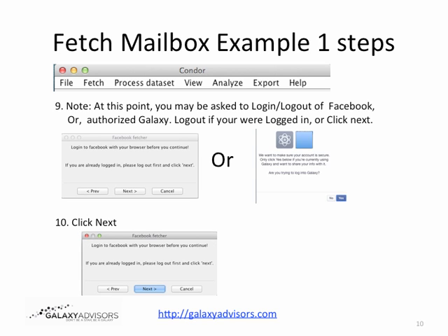Step 9 could go a couple of different ways. At this point, you may be asked to log in or log out of Facebook, or if you've already authorized Galaxy, you'll see another window. So log out of Facebook if you were logged in automatically, and click Next. In step 10, you'll get this window again, and just click Next.